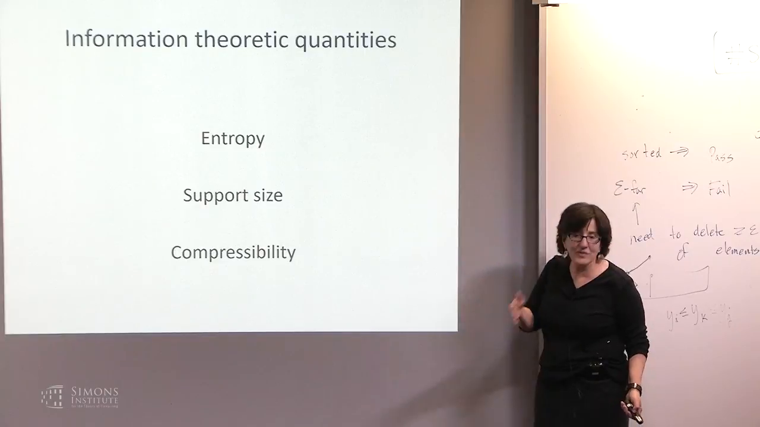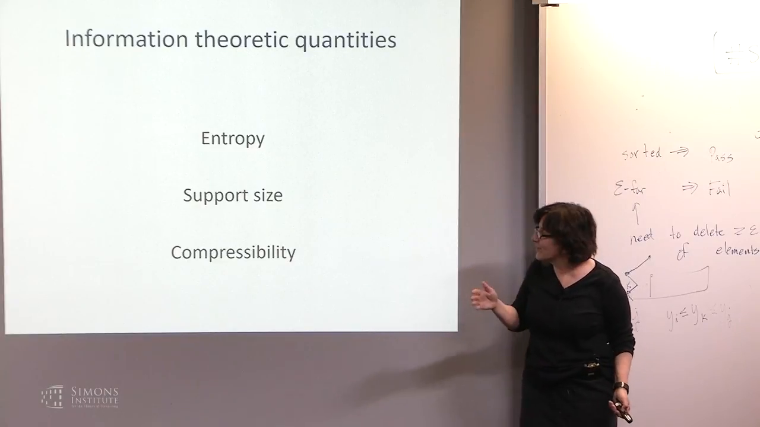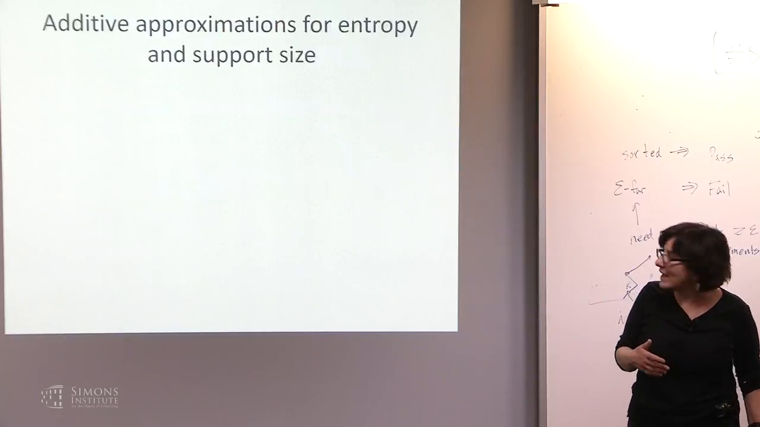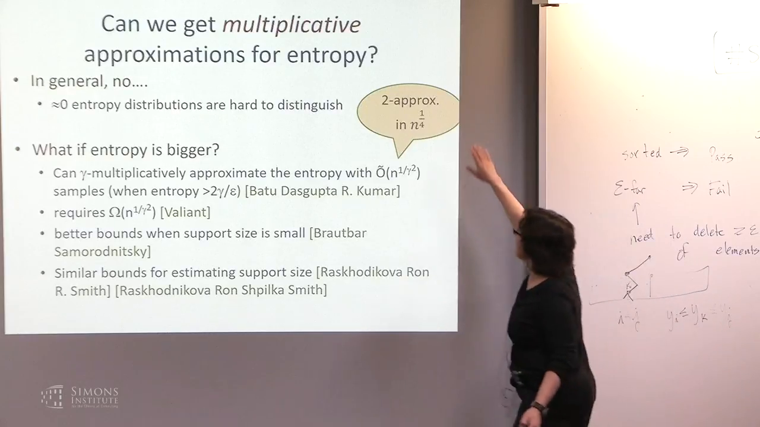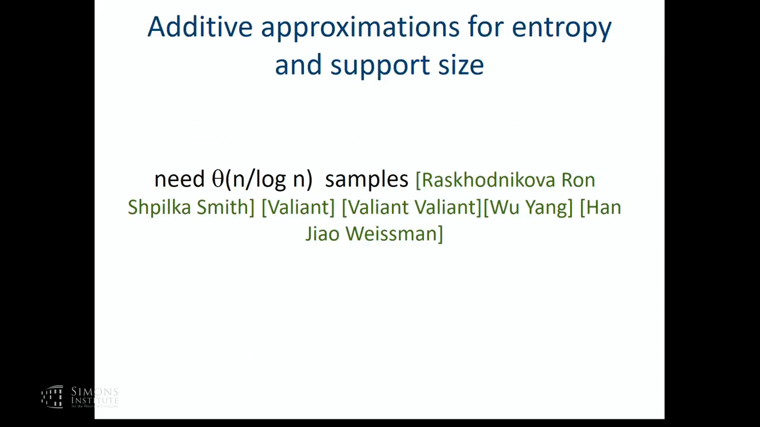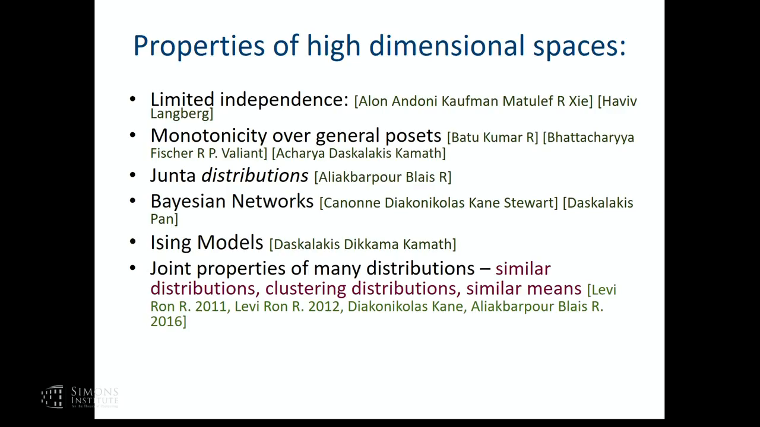So I just want to say you can also estimate independence, entropy, support size. Similar things happen. You can estimate entropy in sublinear time. I'll give one example. You can get a two multiplicative approximation of entropy in n to the 1/4 time. In general, gamma multiplicative approximation in n to the 1 over gamma squared samples. But additive approximations of entropy or support size need n over log n samples, but also can be done in n over log n samples. So this is a really exciting result as well. So lots of other properties have been considered.